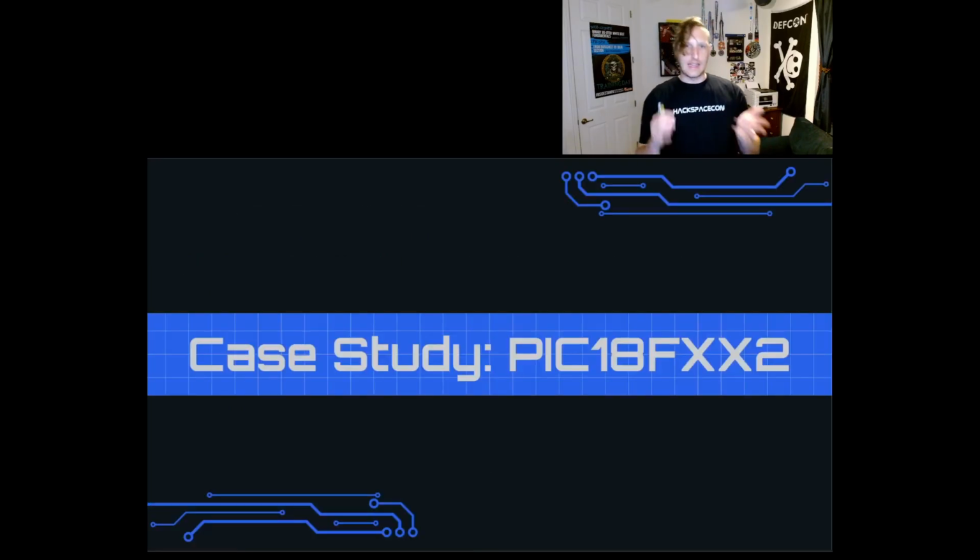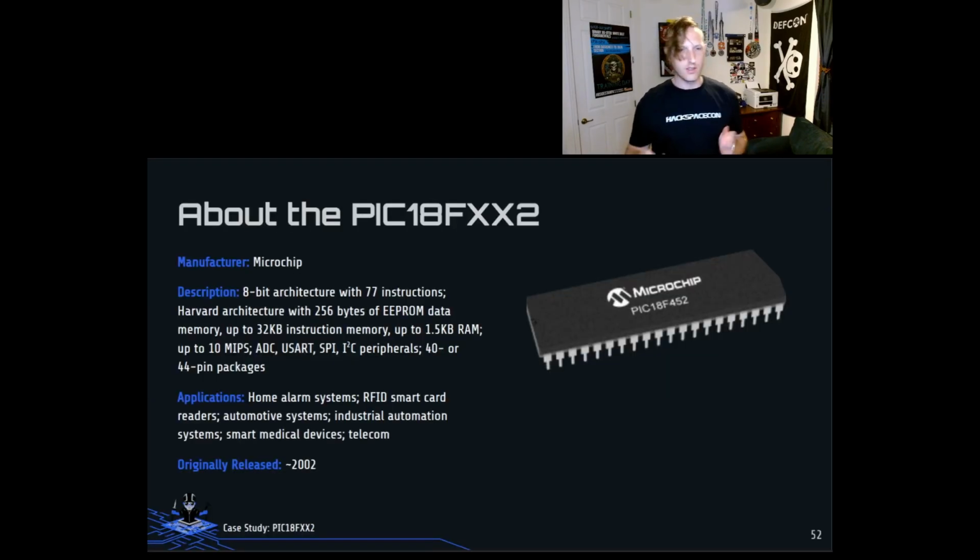And now we're going to look at the PIC18. So this is a case study because what I want to do is actually dive a little bit deeper into the data sheet. And as we look at this, this is a little bit in the middle of our timeline where it was made by Microchip, ballpark 2002, and it is an 8-bit architecture with just 77 instructions.